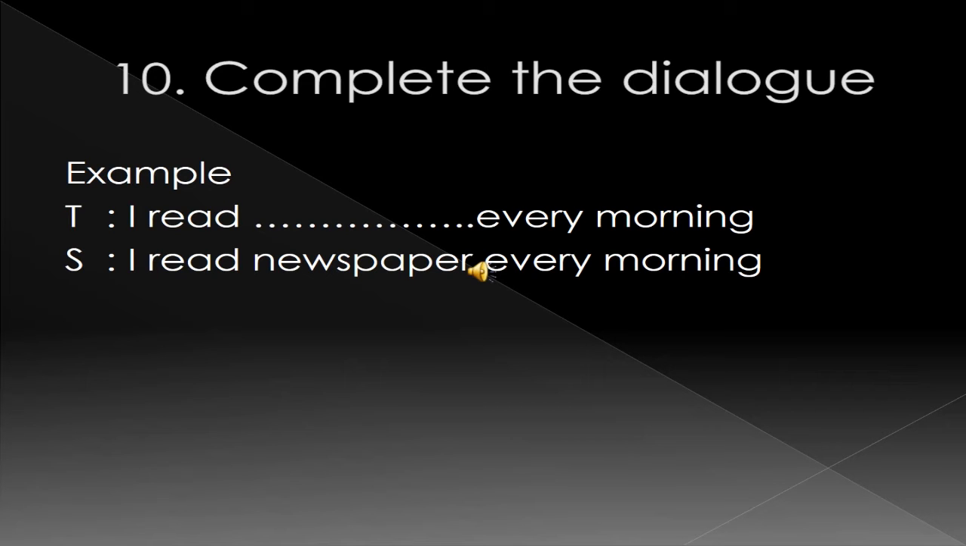The third, complete the dialogue. For complete the dialogue, the teacher selects words or erases words from a dialogue students have learned before, and then students complete the dialogue by filling the blanks with the missing words. For example, here, I read blank every morning. So then, I read newspaper every morning.